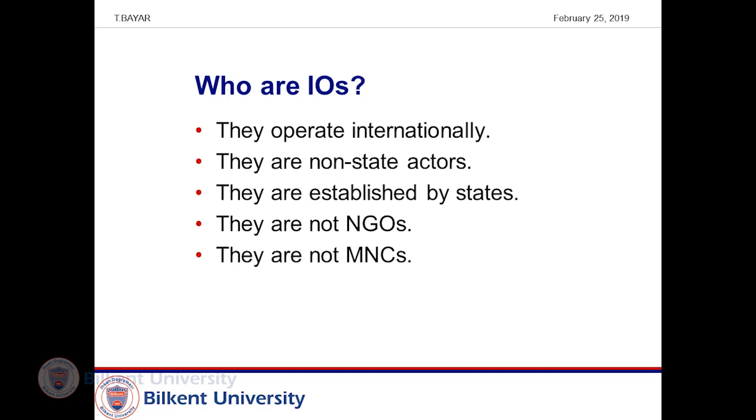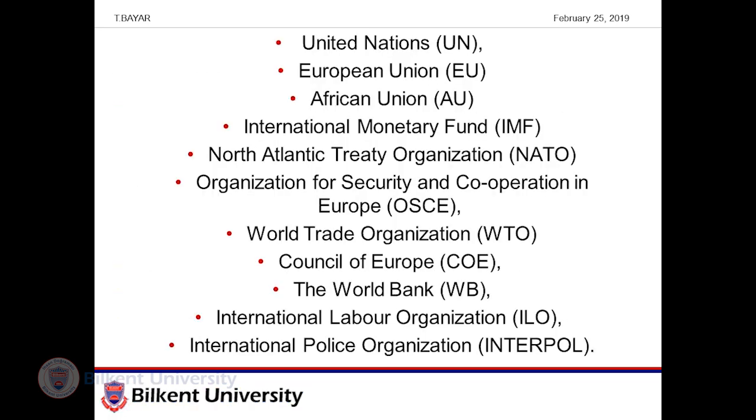EU. What else? Interpol, right. Arab League, African Union, Arab League, NAFTA. So, we have a huge list of intergovernmental organizations. NATO is one of them, Council of Europe, the World Bank, European Union, UN. And we already know that they're not the same.